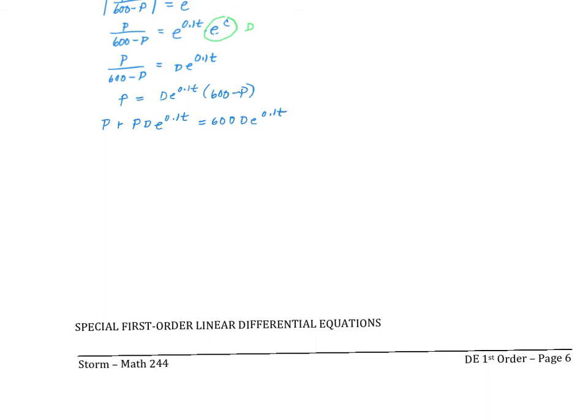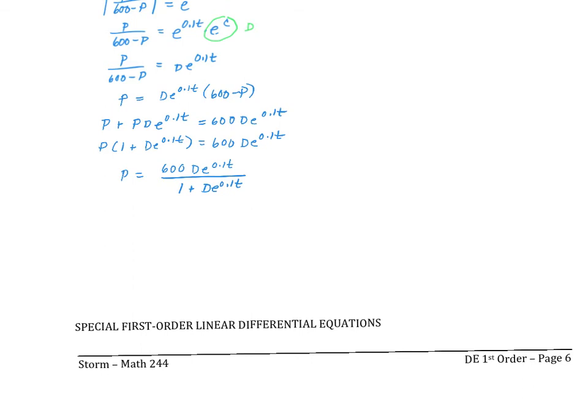Okay, now I'm trying to get the p by itself, so it looks like I could factor out a p on the left to get 1 plus d e to the 0.1 t in parentheses. And now it's simply a matter of dividing both sides by what's in the parentheses to get the p by itself. So a ton of algebra. All right. So I've actually solved this for my function p.